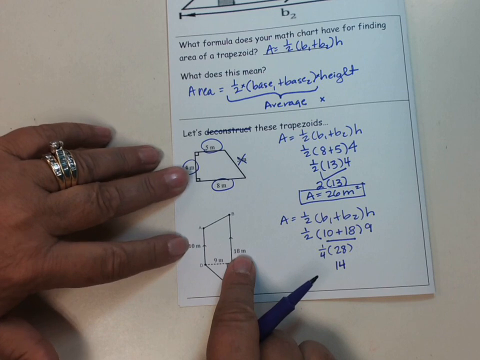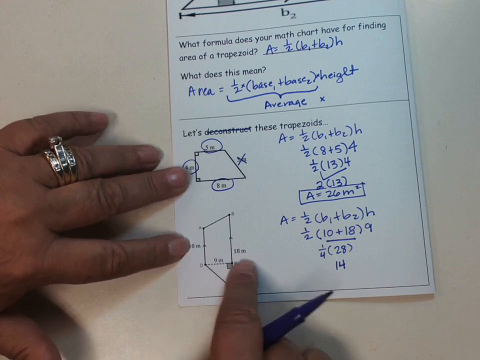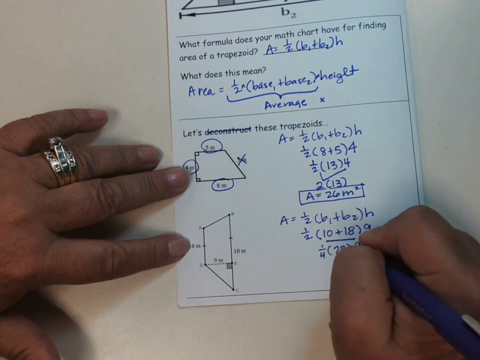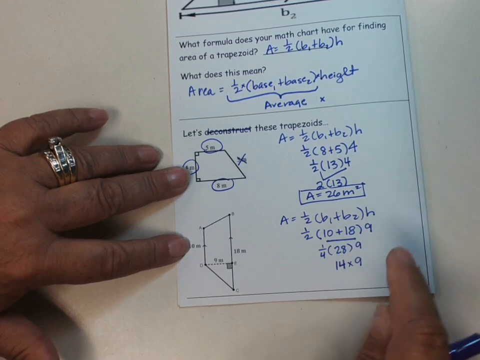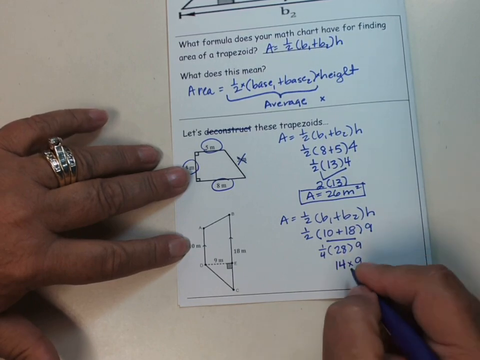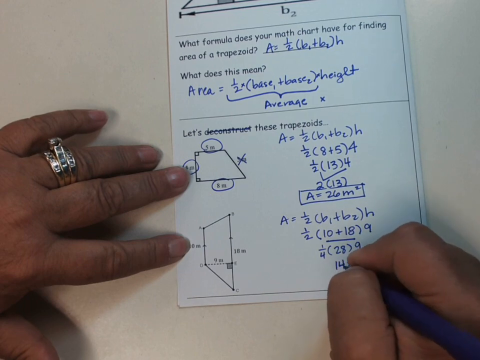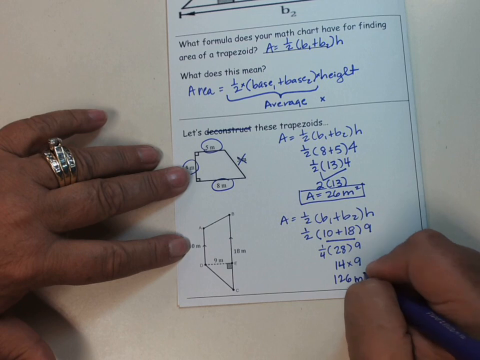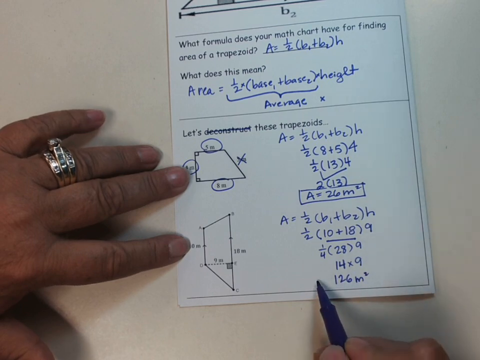Exactly what I just said. What's the halfway point between the two? It's 14. So we just took the average of the bases times the height. Okay, so that's 36, carry your 3, 126 square meters.